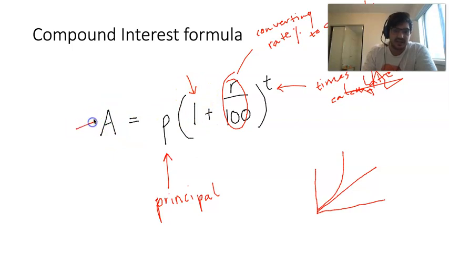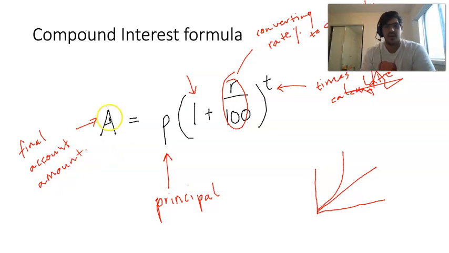The next thing to note is that this equation will get you the final amount in your account. Okay, so this is your final account amount. It's not just your interest that you're earning. It's not the interest that you're earning. It is going to be the final account amount.